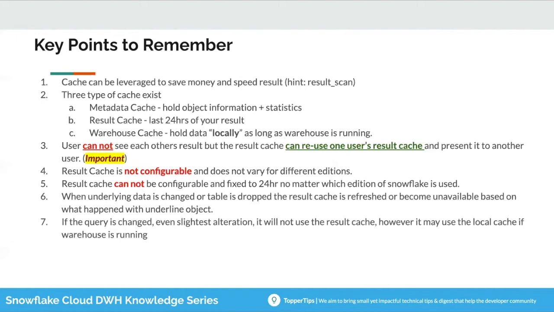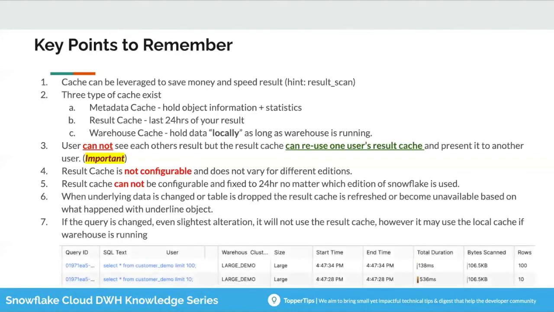If the query is changed, even with the slightest alteration, it will not use the result cache. However, it may use the local cache if the warehouse is running. So if you have fired a query on a customer and then changed the same query with a limit, the data is still available in the warehouse and doesn't have to go to remote. However, it will not use the result cache since the query has changed. Even if you use an alias, or change the limit from 100 to 1000 or any other number, it will execute a fresh query and bypass the result cache.